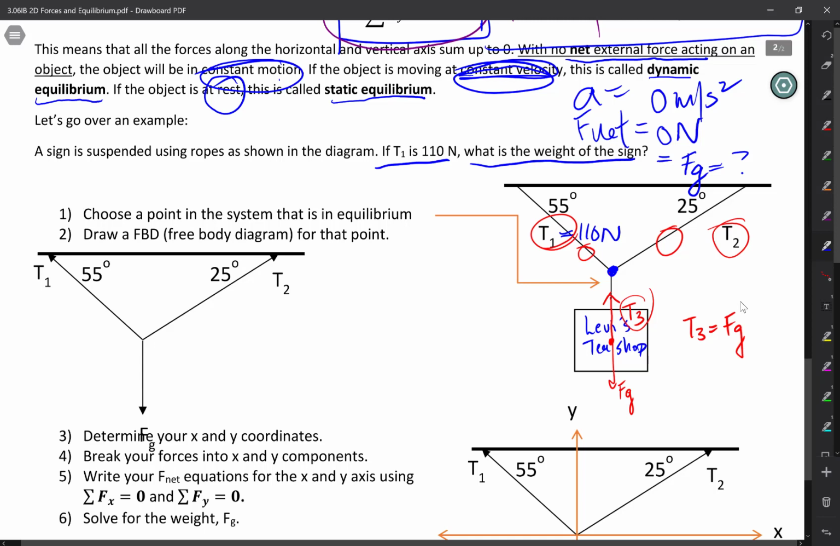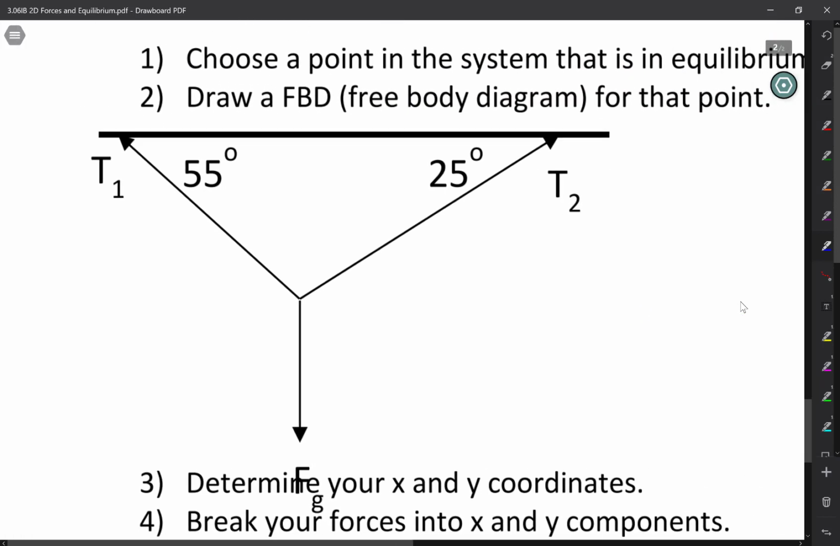And in our case, it will make the most sense if we chose that point to be where all the forces are connected, interacting at the middle. So over here, I've drawn a simplified diagram, and this part of this is cut off.